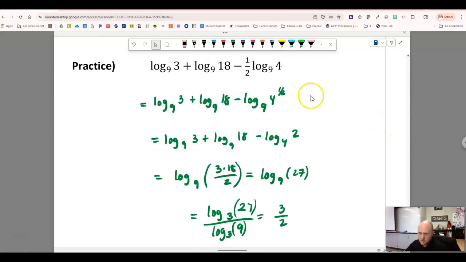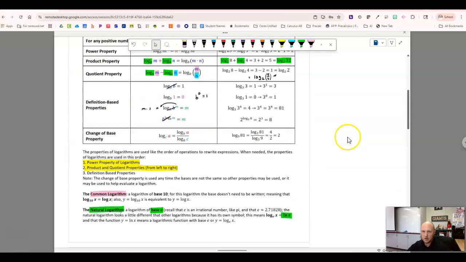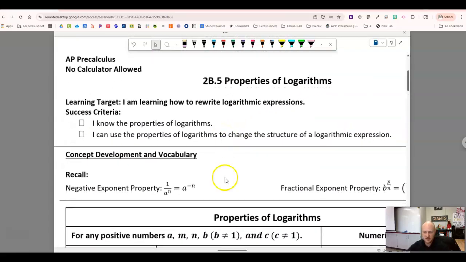Okay, last example here. You have product property and power property for this last one, because you have 4 to the power of 1/2, which is just 2. And then we can condense all of these using the product and quotient property. And so you get 27 as your argument, and then here this is change of base. You may have stopped here, but if you make them both base 3, you can simplify this to get 3/2. Okay. All right. So hopefully in this video you learned how to simplify logarithmic expressions and rewrite them in equivalent forms using properties of logarithms and changing the structure of logarithmic expressions.